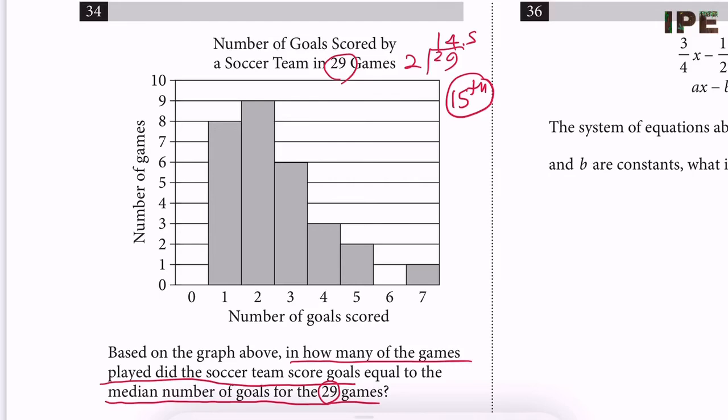All right, 8 games, 9 games. Some of these add up to 17 games. The 15th game belongs to this group. So how many goals? 2. So 2 goals, right? How many games? In the 9 games they made 2 goals. So the answer is 9 games. It asks how many games were actually played in which the soccer team scored goals equal to the median number of goals. The median number of goals is 2. So in 9 games they made 2 goals. So the answer is 9.